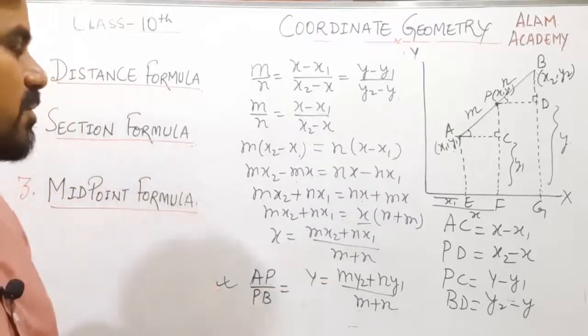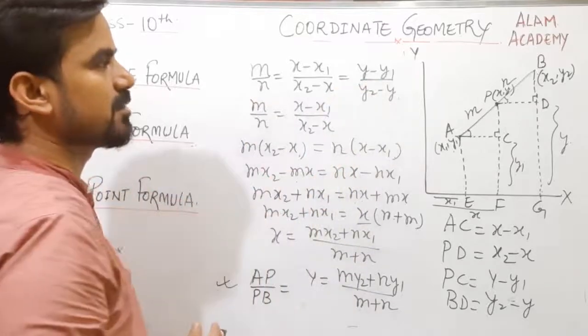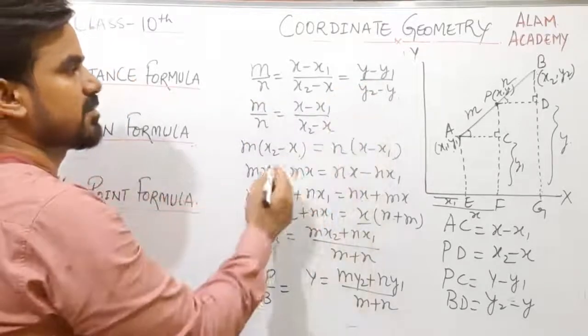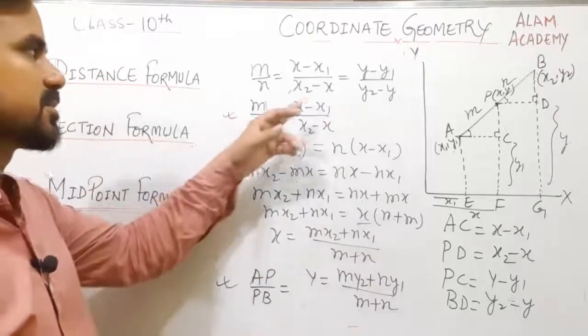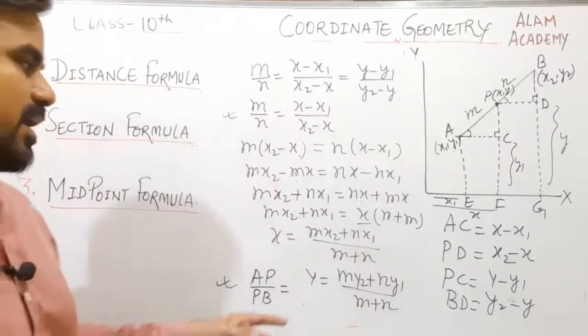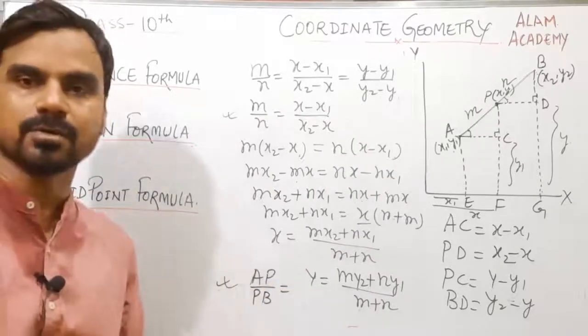How do we get the value of y? We will take m by n equals (y minus y1) divided by (y2 minus y1), as we proceeded for x. So similarly we will proceed for y as well, and we will get this value of x and y. So this is called the section formula.